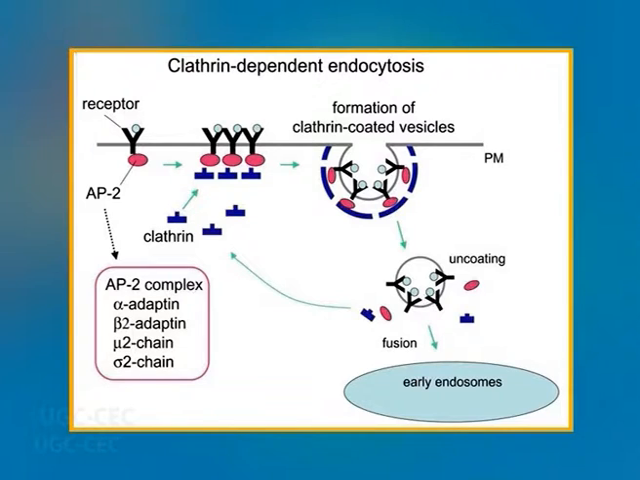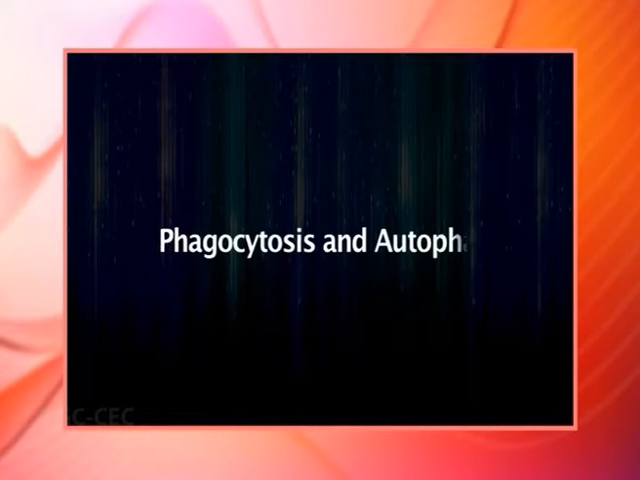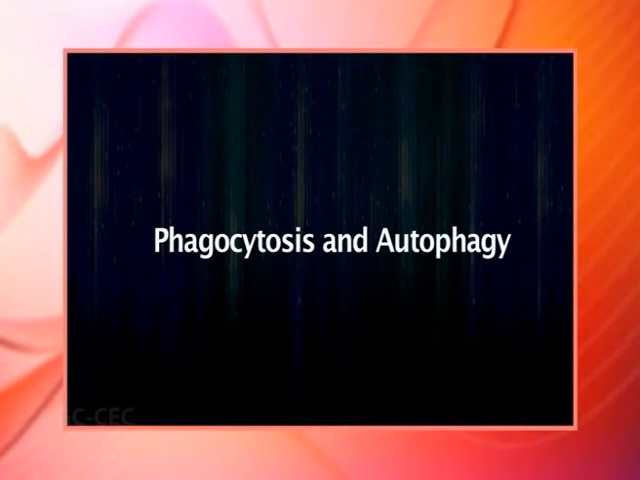Material from outside the cell is taken up in clathrin-coated endocytic vesicles, which bud from the plasma membrane and then fuse with early endosomes. Membrane components are then recycled to the plasma membrane, and the early endosomes gradually mature into late endosomes, which are the precursors to lysosomes. Now, the phagocytosis and autophagy.